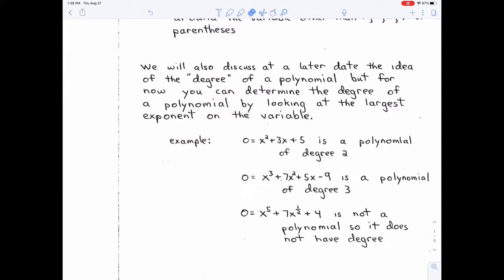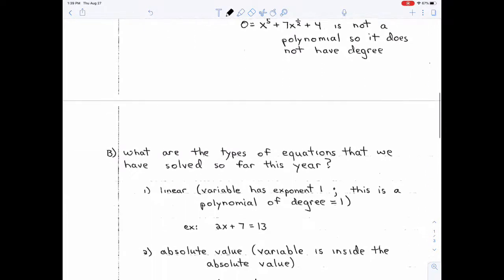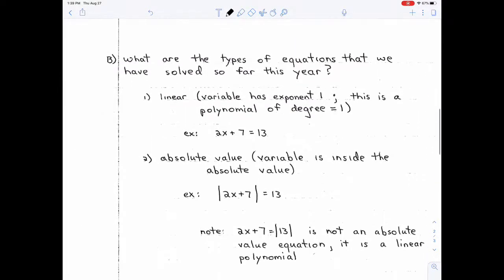Okay. So the second one would be a cubic, a polynomial of degree 3. And the third one there would not be a polynomial because even though the x is to the 5th power on the first term there, the 7x to the half power is not a whole number exponent on the variable, so that's not a polynomial. What is it? We'll talk about another day.